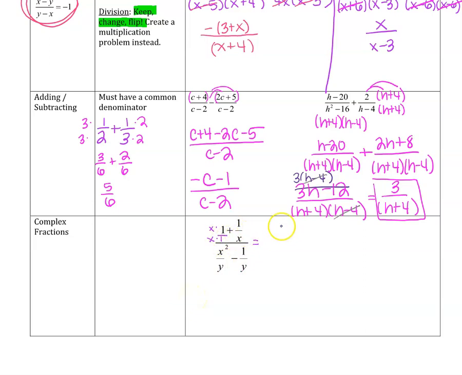So in the numerator, you would have x plus 1 all over your common denominator of x. And then in the bottom, you have x squared minus 1 all over the common denominator of y, because those combined nicely. Now, this is just really a big division problem. So this is the same thing as x plus 1 over x times y over x squared minus 1.